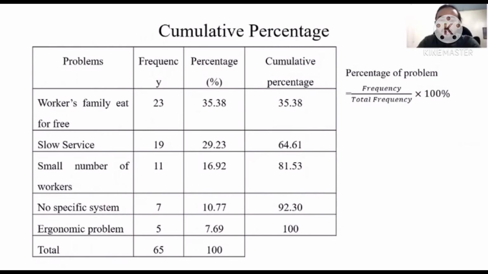Then we calculate the percentage of problem using the formula: percentage of problem equals frequency over total frequency times 100. For worker and family eat for free 35.38%, slow service 64.61%, small number of worker 81.53%, no specific system 92.30%, and ergonomic problem 100% cumulative percentage.